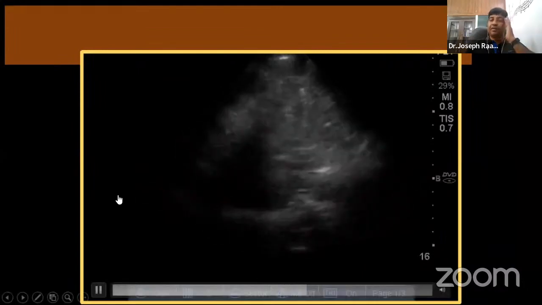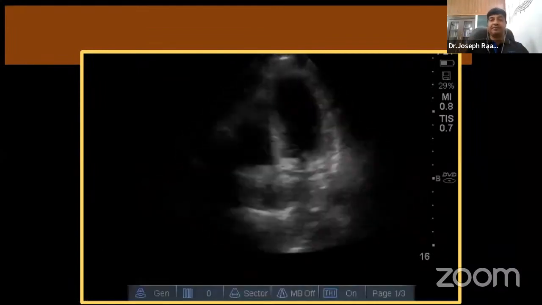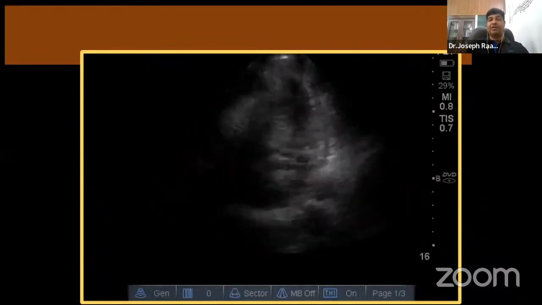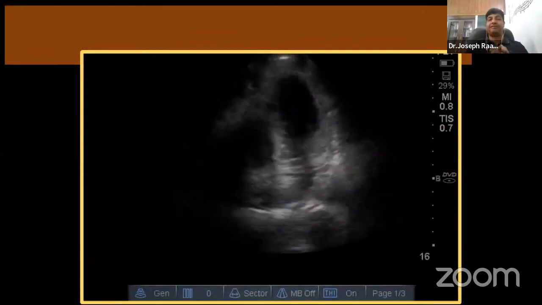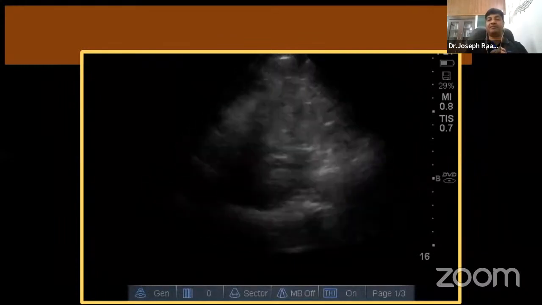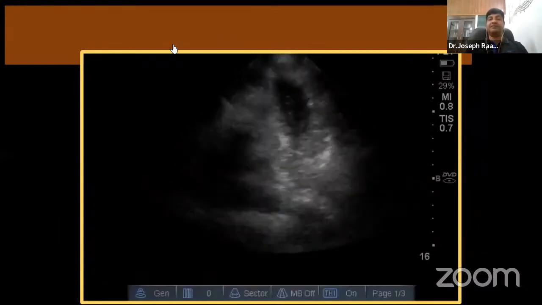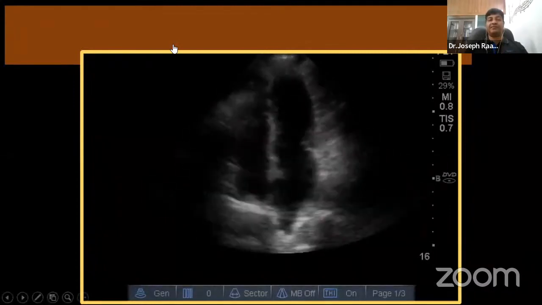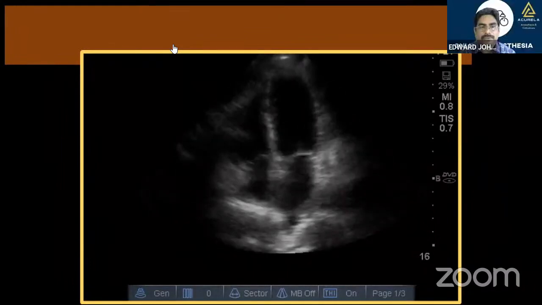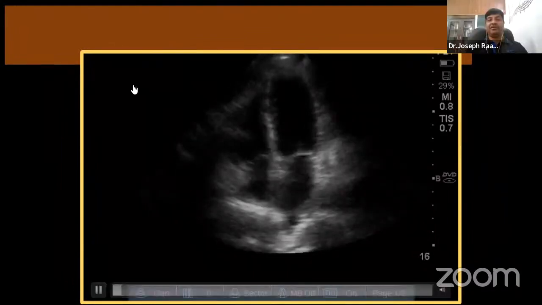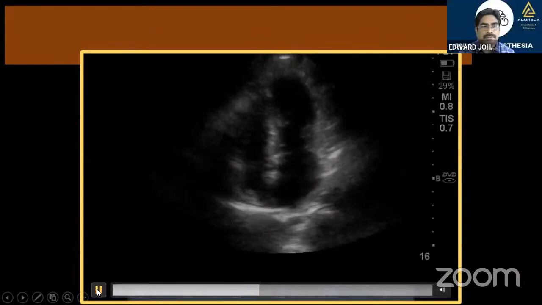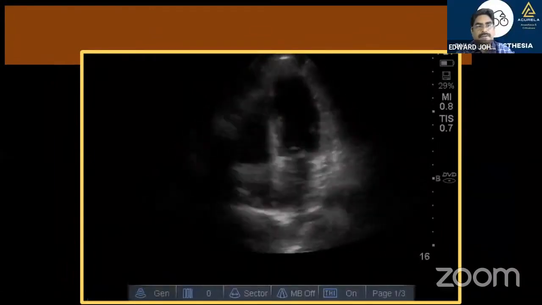Are you able to find out the abnormality by this time? What is this view and what is the abnormality in this? What is the view? Typical 4-chamber view. Good. Someone typed it as tamponade.